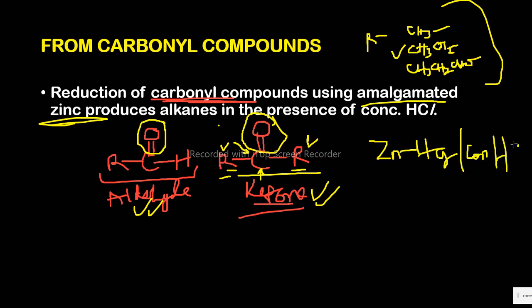HCl. Now, like I told you, these organic reactions are too slow, so they require catalysts to proceed. So this reaction occurs slowly. When you add amalgamated zinc and conc HCl, then the products are going to be formed. And in this case, our product is going to be an alkane.